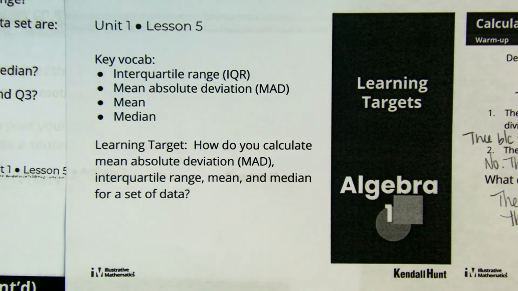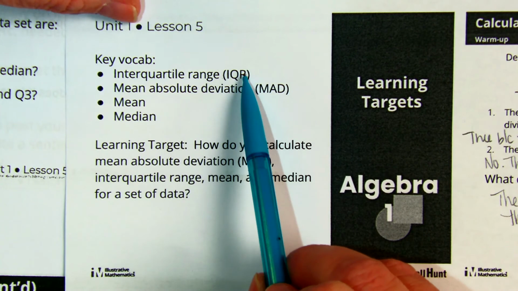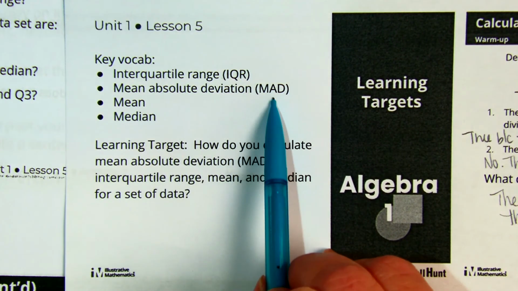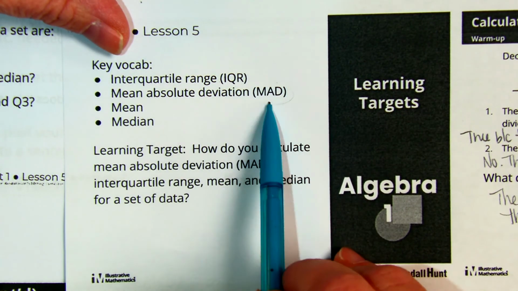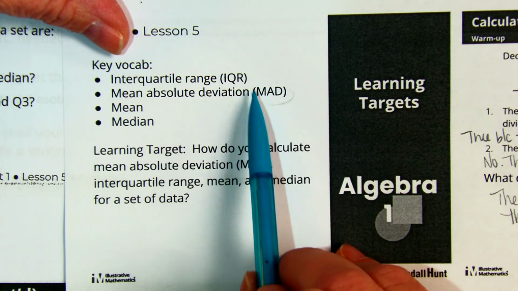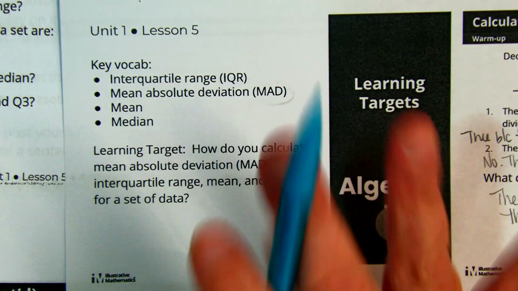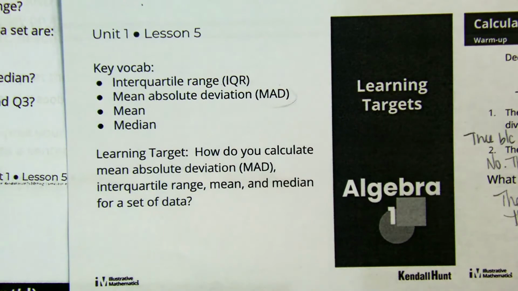Okay, so we are starting Unit 1, Lesson 5, and the key vocabulary is going to be interquartile range. We'll often refer to it as IQR. The mean absolute deviation, we'll refer to it as the MAD. We will not be calculating this. You just need to know what it actually is. And we will be referring and refreshing your memory on how to calculate mean and median. So we're going to go to a warm-up.